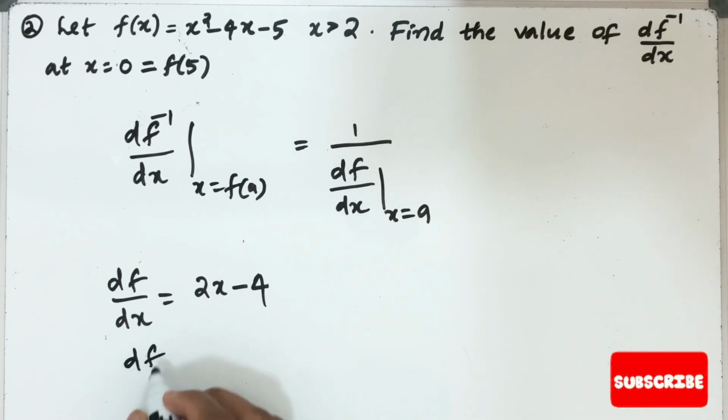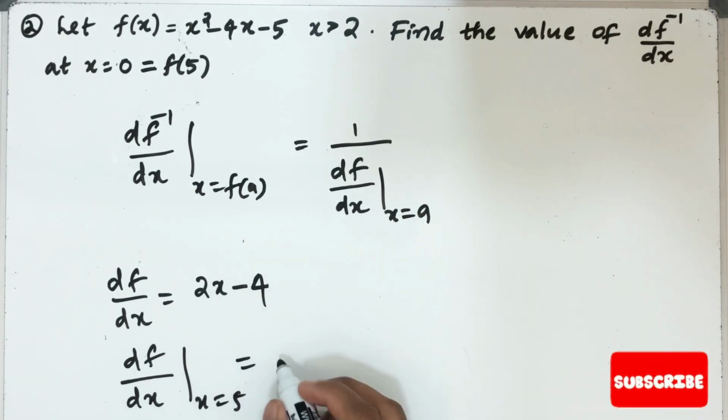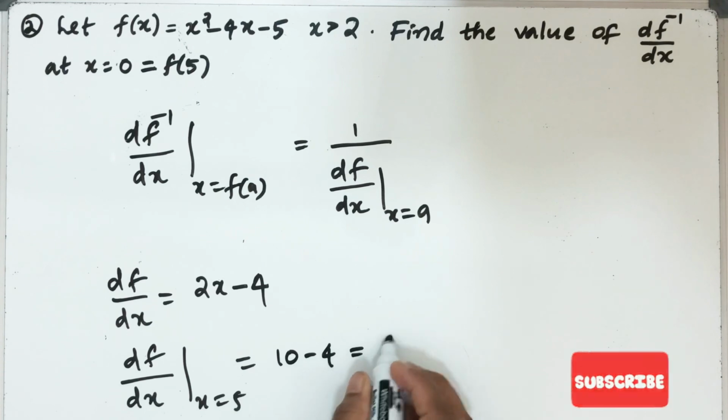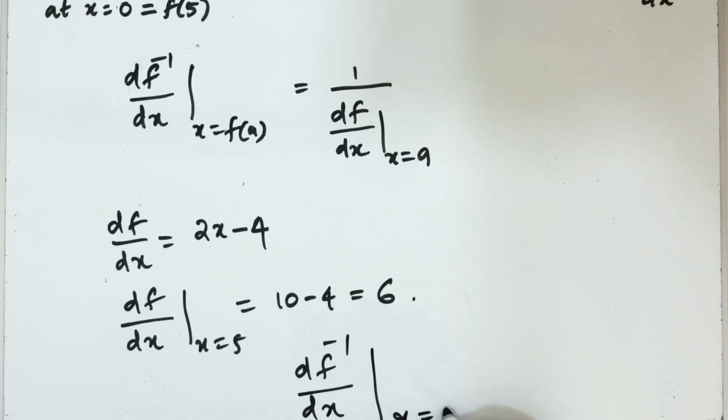At x is equal to 5, substitute x is equal to 5. That is 2 into 5, that is 10 minus 4, which is equal to 6. So df inverse by dx at x is equal to f of 5, which is equal to 0, is equal to 1 by 6. Simple, right?